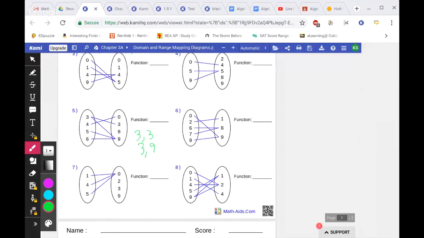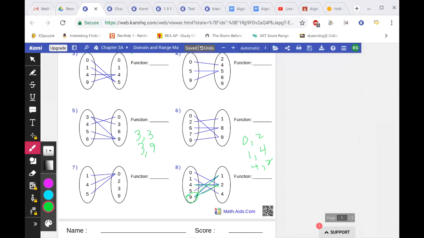So let's look and see if we can find the repeats for number 8. We've got 0 goes to 2. 1 goes to 4. 4 goes to 2. Oh, here 9 goes to 1 and 9 also goes to 2. So the repeat is 9. Okay. Does that make sense?